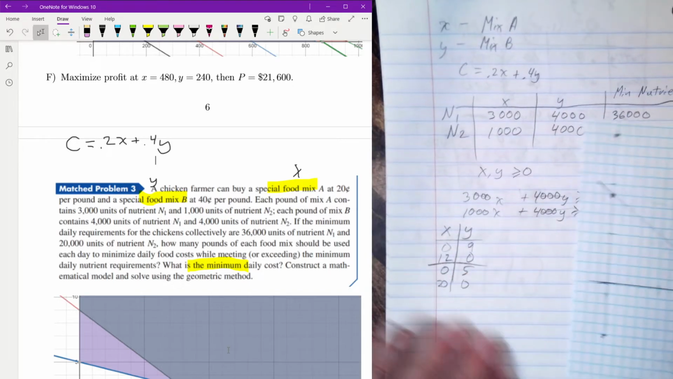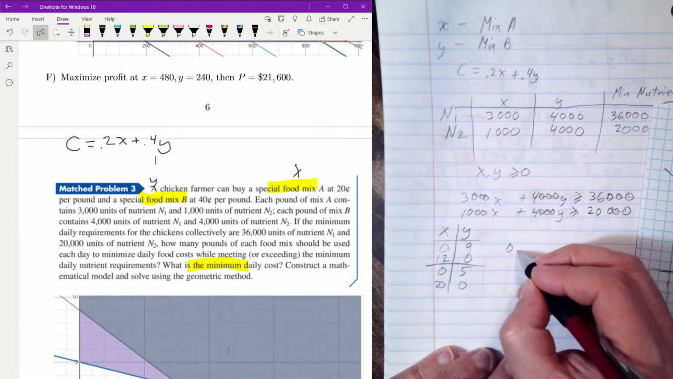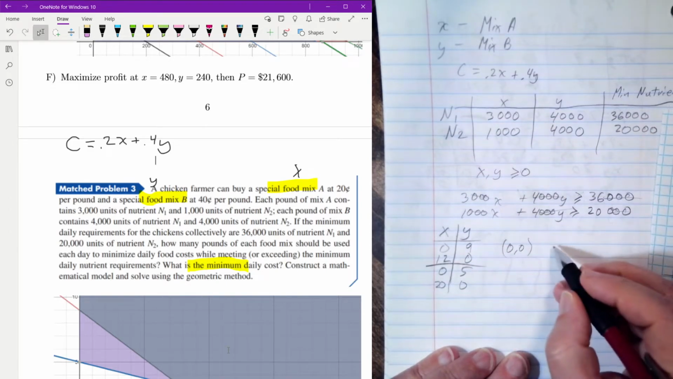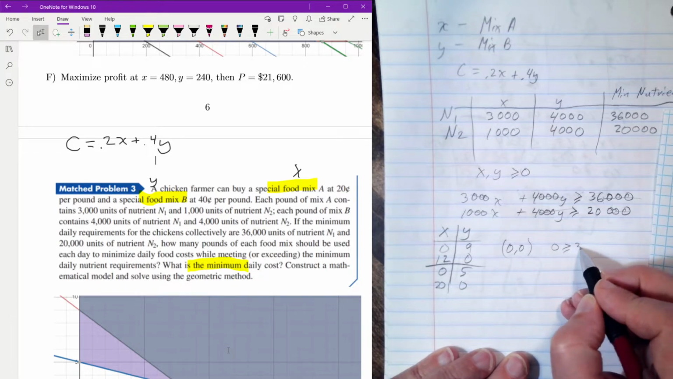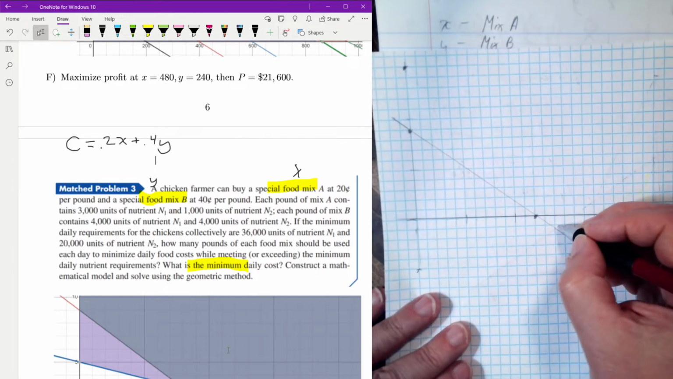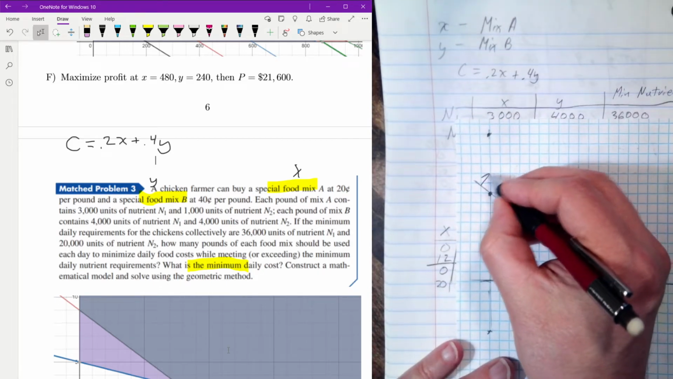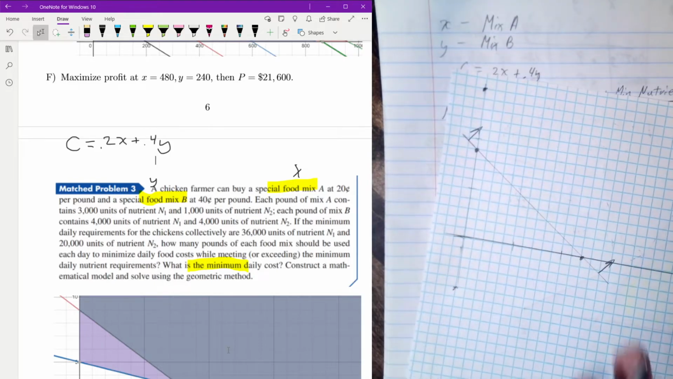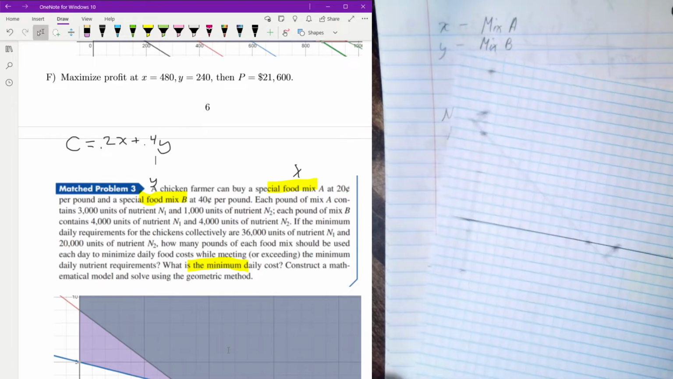We'll take a look at our constraints. We can do the test point 0, 0. And that would tell us that 0 is greater than or equal to 36, which is false. So we know that we're up above. That line didn't come in very dark, but that's okay. You can see that.